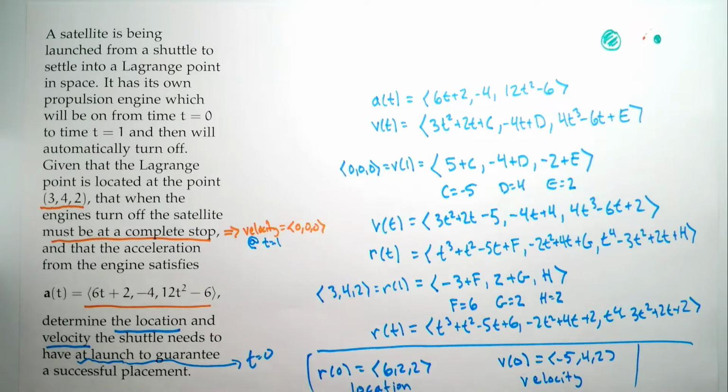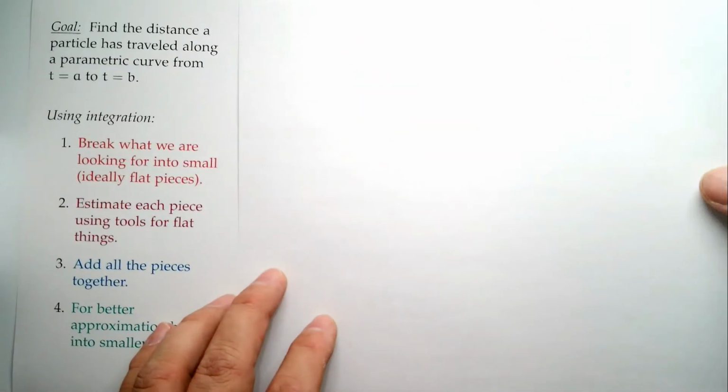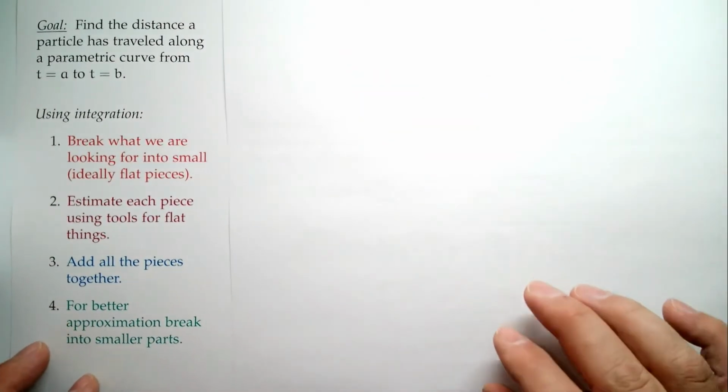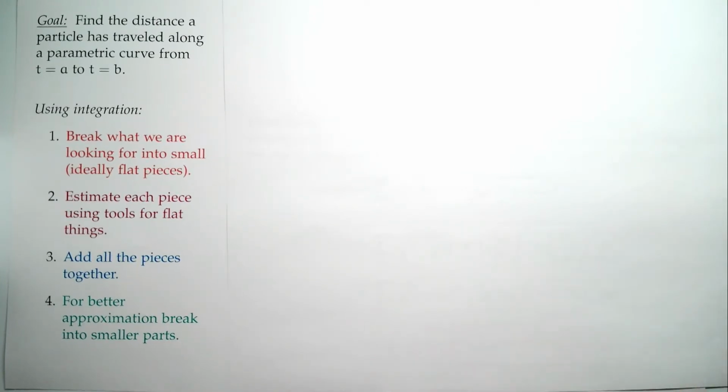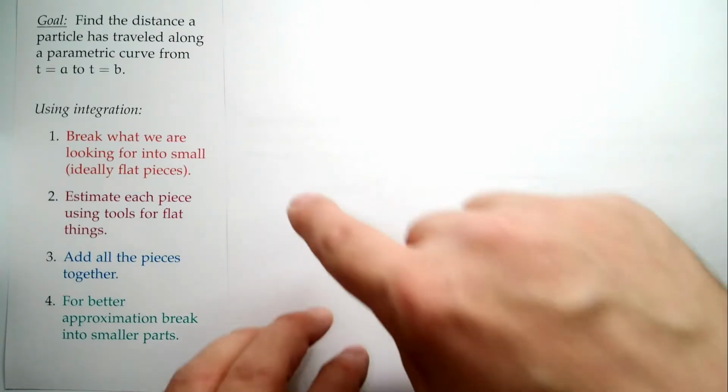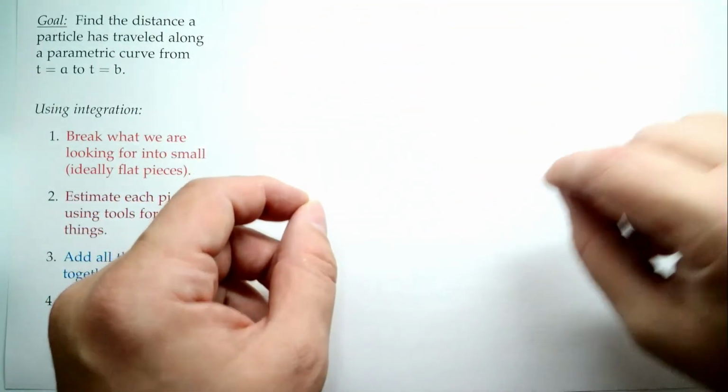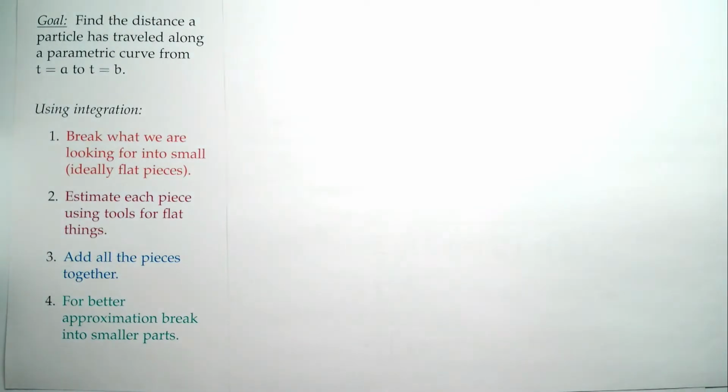Good. Well, as we mentioned at the end of our last session, we want to talk about distance. So we want to find the distance that a particle has traveled along a parametric curve from t equals a to t equals b. In particular, you can imagine that I have this curve moving through space, and we want to say, how far did the curve move along? So we're going to go back and do integration.